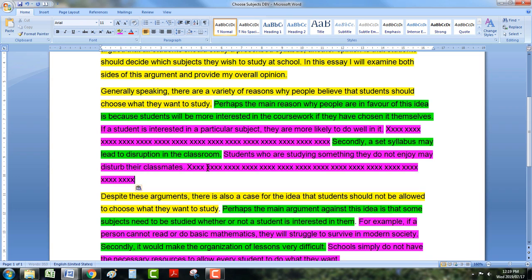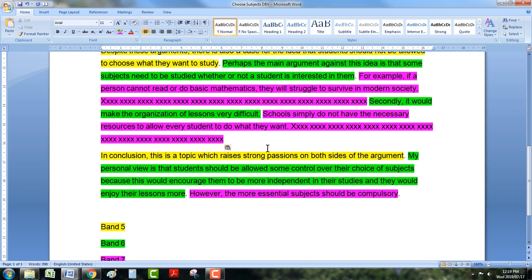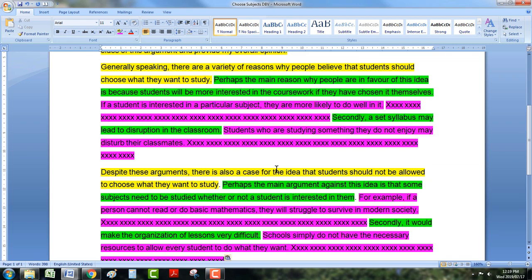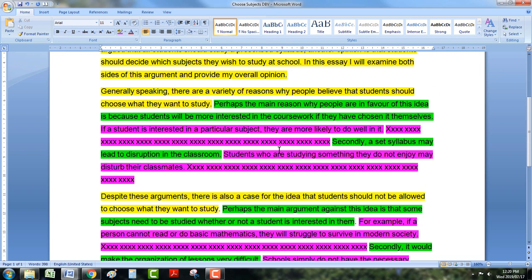Then you can do that over there, again over there, and again over there. And now we're starting to look like a band 7 plus essay where you're starting to really develop your ideas. Please note, I'll say again and again and again, I'm not talking about grammar here, I'm not talking about vocabulary, I'm talking about task response.